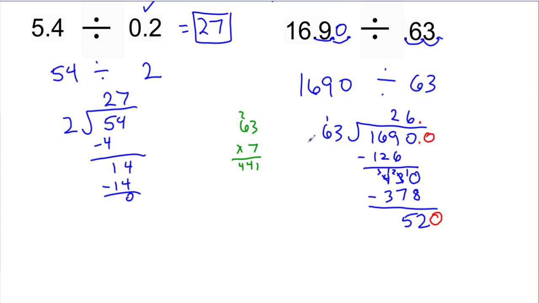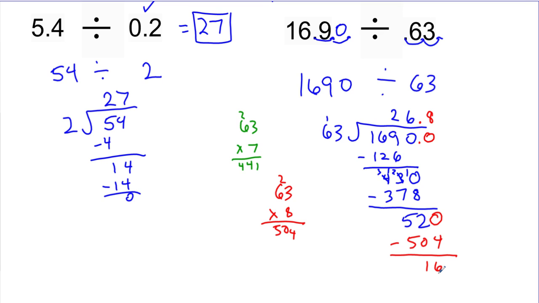Well, 9 times 6 would be 54. That would be too big. So let's try 8, right? So let's do 63 times 8. And again, I'm just trying to get a good estimate here of how close I can get. 8 times 3 is 24, carry a 2. 8 times 6 is 48, plus 2 is 50. 504, right? So if I use an 8 here, I'm getting pretty close to 520, right? 8 times 63 is 504, okay? And 520 minus 504 is going to be 16, right?